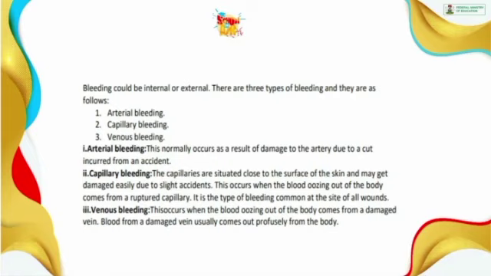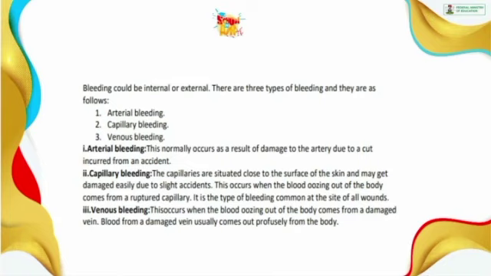Now, capillary bleeding occurs when there is a scratch or a rupture on the surface of the skin, because the capillaries are the blood vessels that are situated close to the skin. They are the closest to the surface of the skin. So when there is a cut or an injury on the skin that is not so deep and there is bleeding, the kind of bleeding that you see is capillary bleeding.